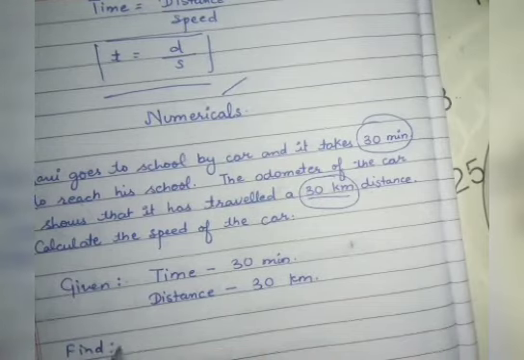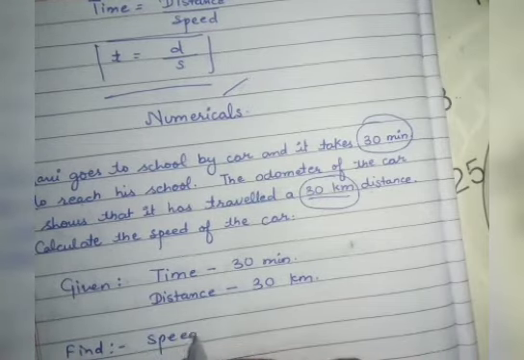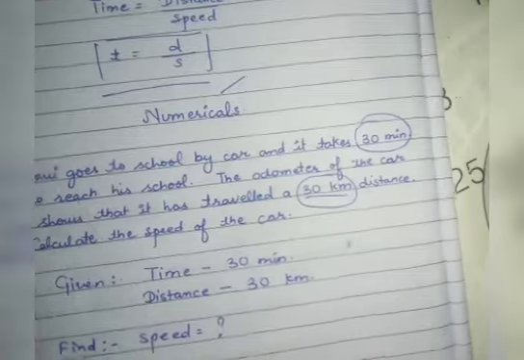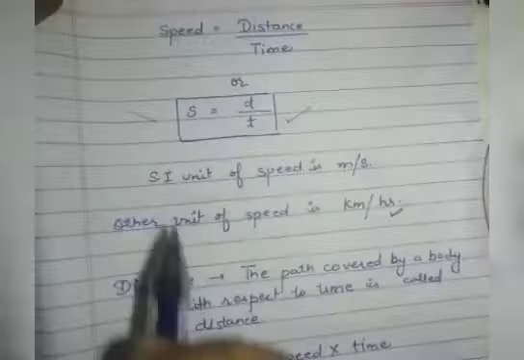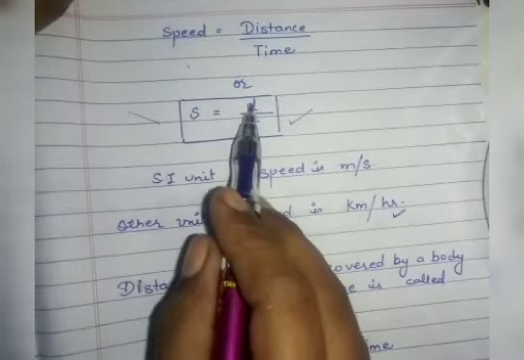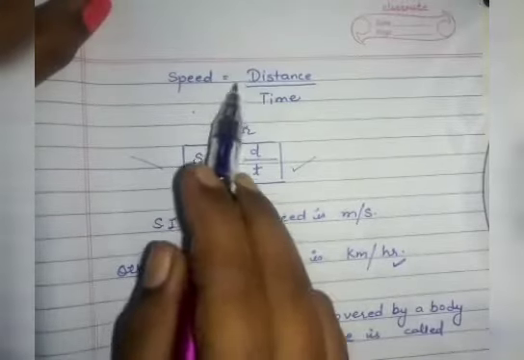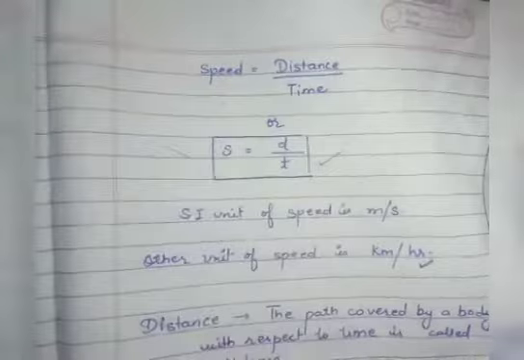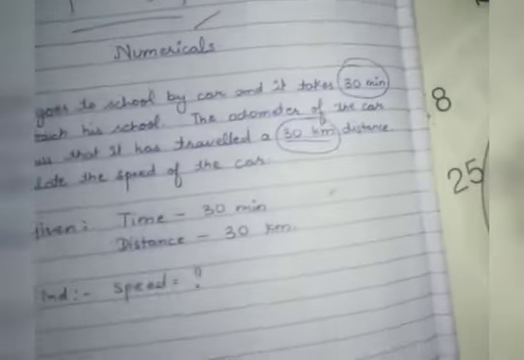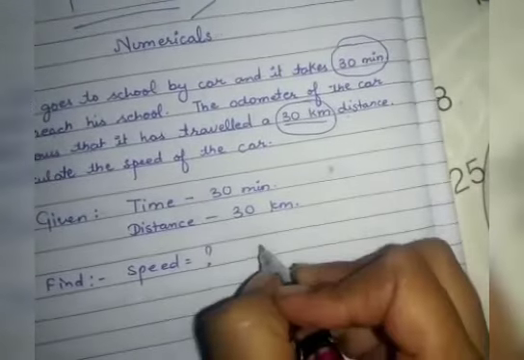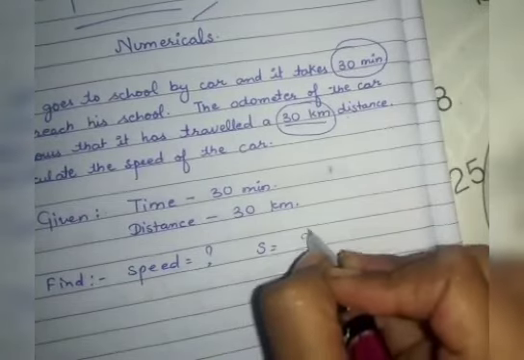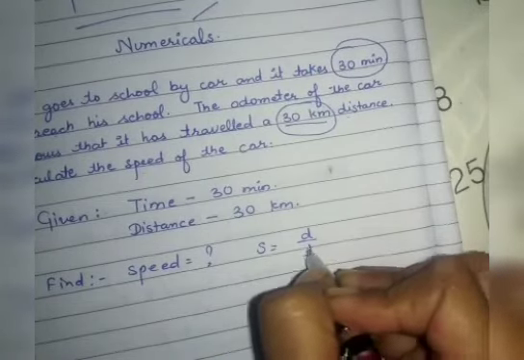Find speed. The formula of speed is s equals d upon t. Speed equals distance upon time. Now put values in this formula, s equals d upon t.